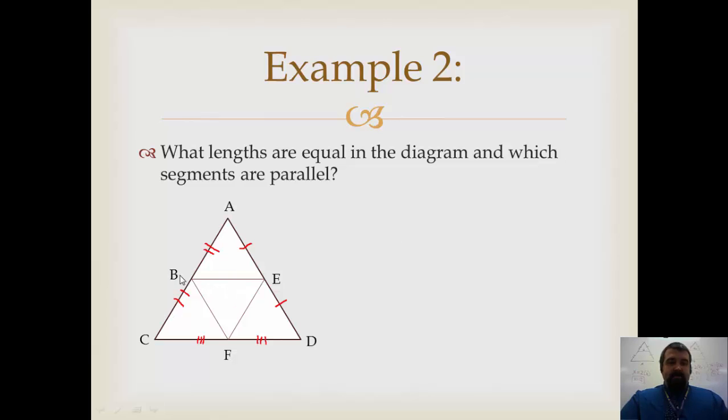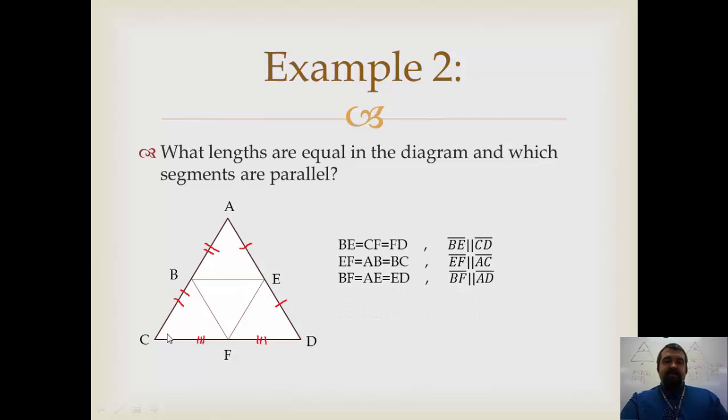Parallel. Segment BE and segment CD have to be parallel. Segment BF and segment AD have to be parallel, and segment EF and AC have to be parallel. And here's just it written out in form. Because I asked what lengths are equal, I wrote length of segment BE equals length of segment CF, which equals length of segment FD. But over here, I said segment BE is parallel to segment CD.